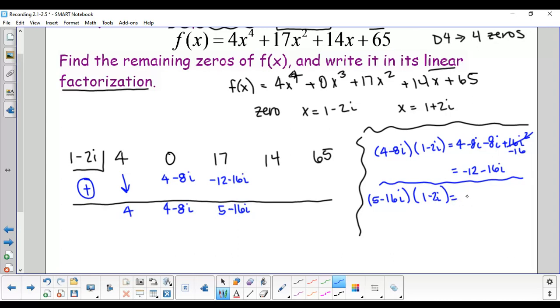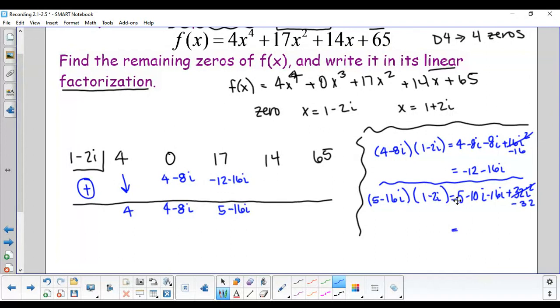And we're going to do our multiplying. So 5 times 1 is 5. 5 times negative 2i is negative 10i. Negative 16i times 1 is negative 16i. And negative 16 times negative 2 is positive 32. And then we had an i on each of them, so i squared. Again, i squared is like a negative 1, so this really becomes minus 32.